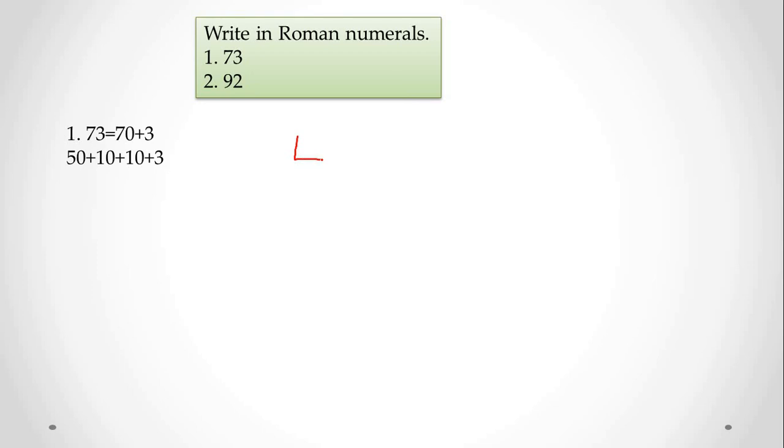L, because it starts with L. L means 50, C means 100. 10, you are already an expert in that now. 2 times 10: if you are doing addition, do it at the right hand side. 3 means 3 times I will be there. Cross check the answer.